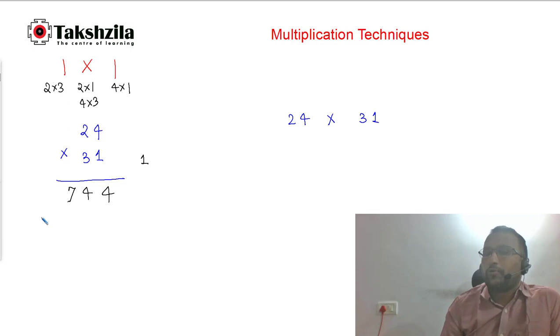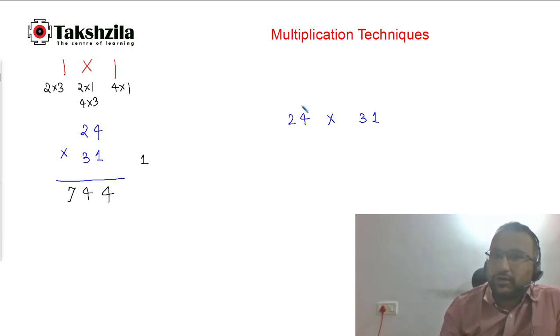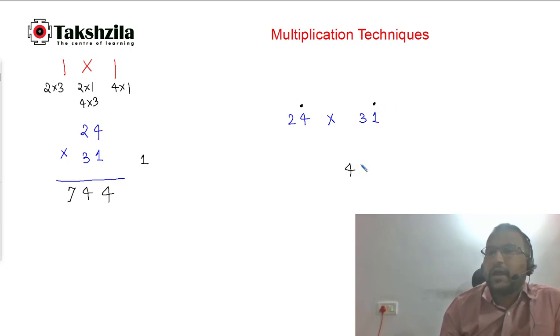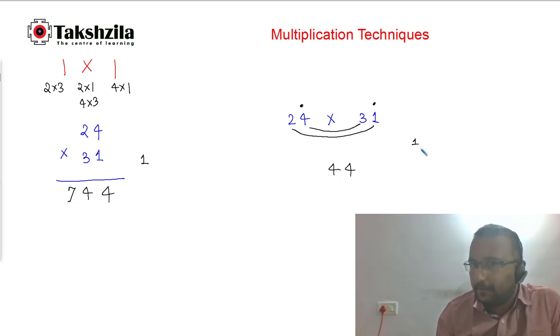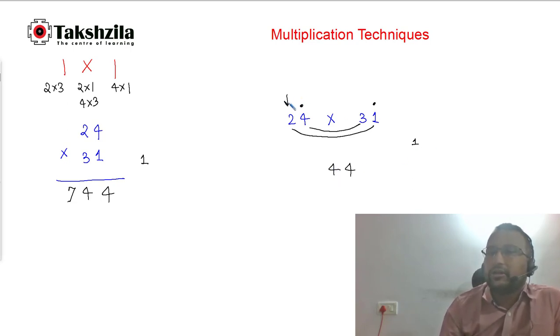Now how to do this horizontally? First of all, unit digit into unit digit. 4 into 1 is 4. After that, 4 into 3 is 12, 2 into 1 is 2. So 12 plus 2 is 14. You need to write unit digit 4 over here, 1 will become carry. Then tens digit into tens digit: 2 into 3 is 6 plus 1 is 7.